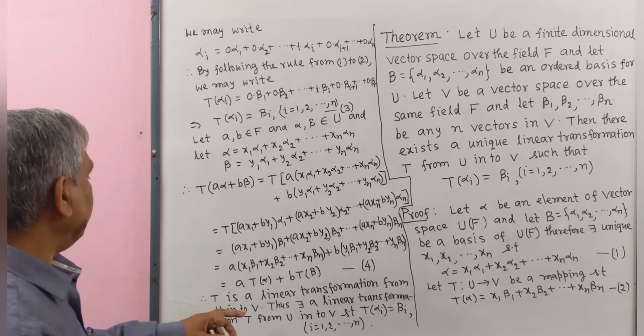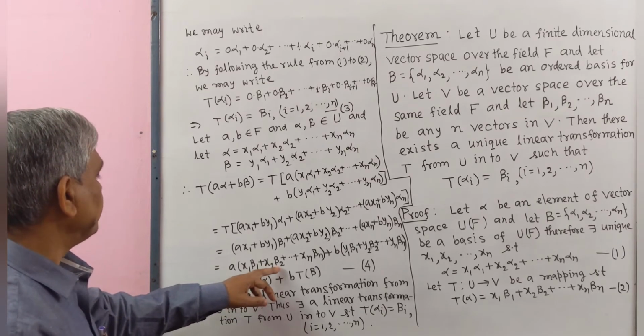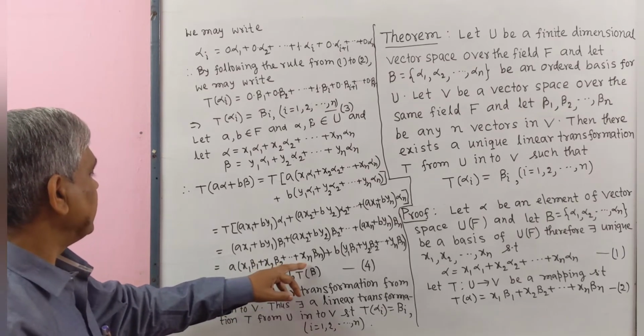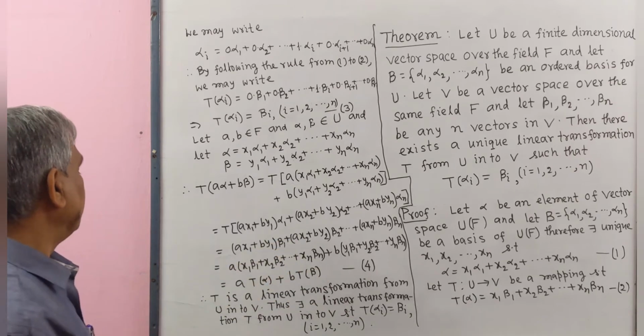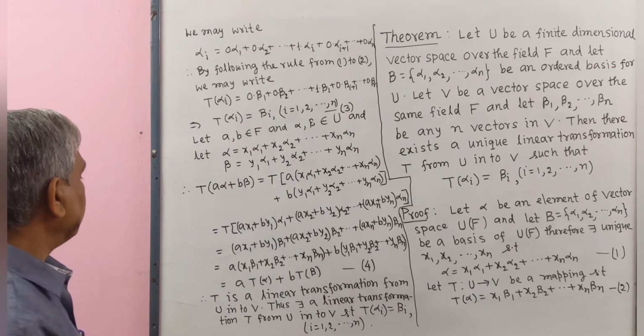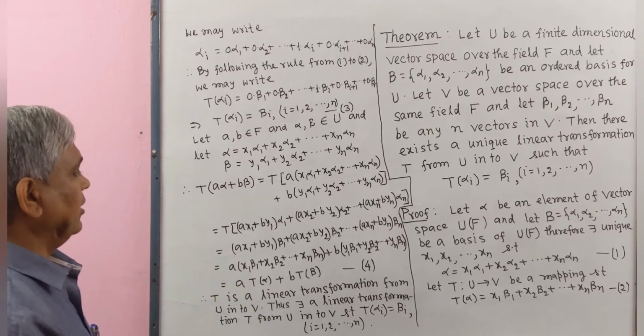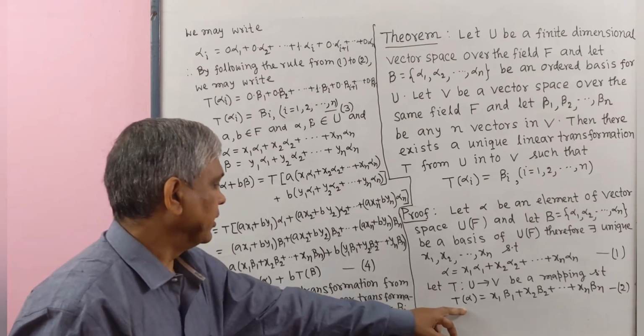x1 beta 1 plus x2 beta 2 plus ... plus xn beta n means T alpha here.